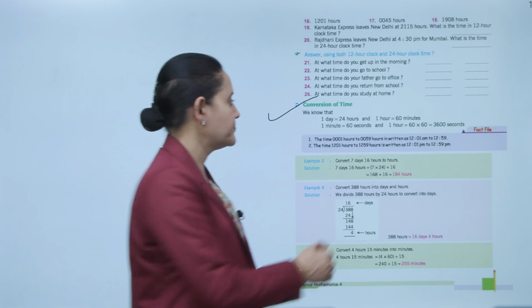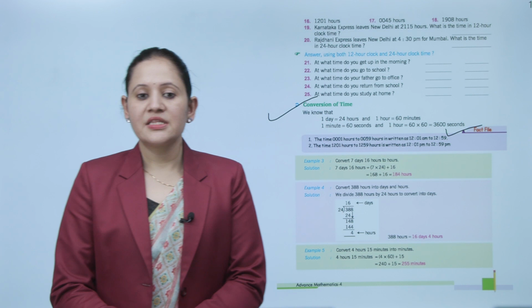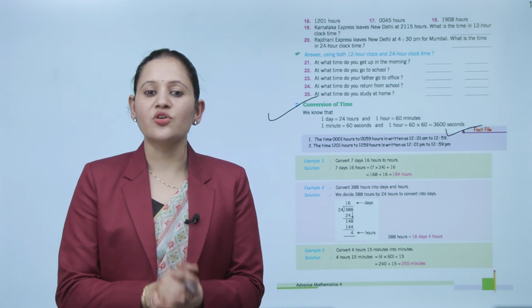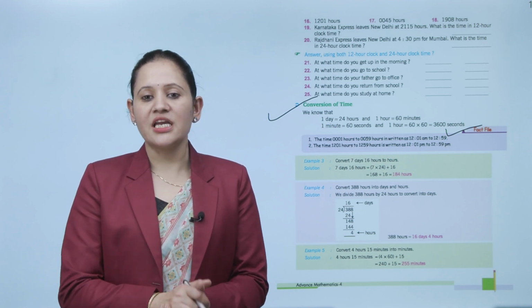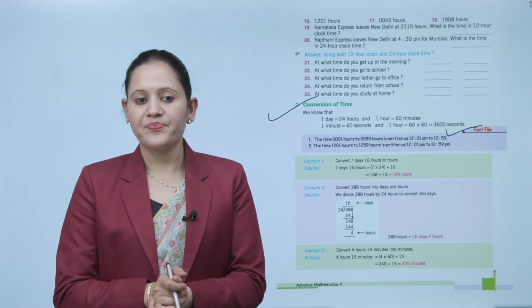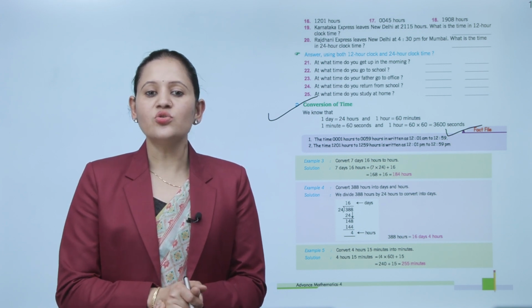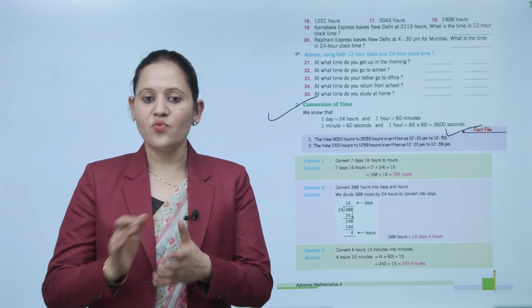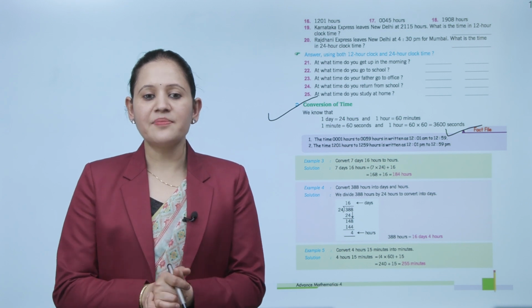Fact 5. The time 0001 hours to 0059 hours is written as 12:01 a.m. to 12:59 a.m. The time 1201 hours to 1259 hours is written as 12:01 p.m. to 12:59 p.m. Now we'll take an example.